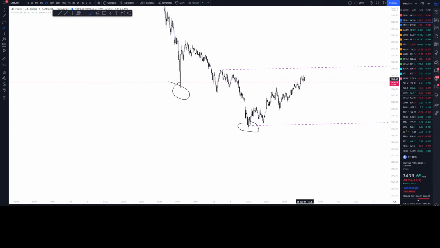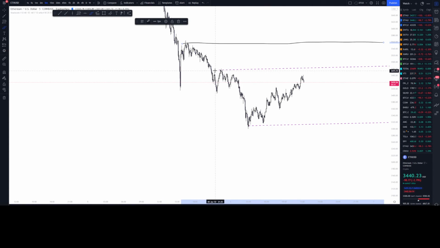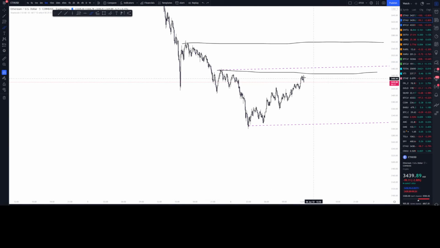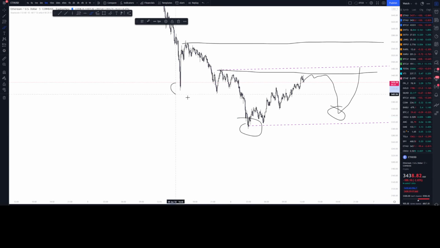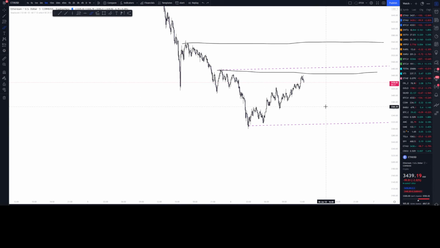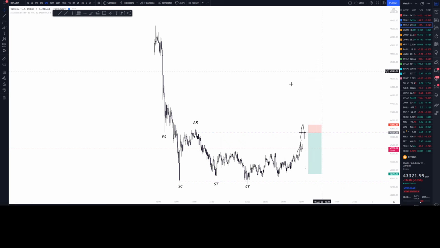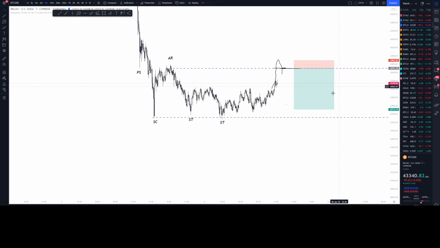So I would expect it to either bounce off this line or this line right here, maybe even this. Right, if you see something like this, then I would imagine it's a reversal pattern and we're going back up, but there's nothing concrete there. Bitcoin is much more visible.